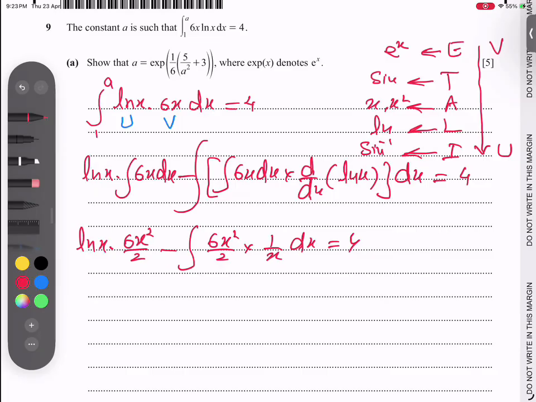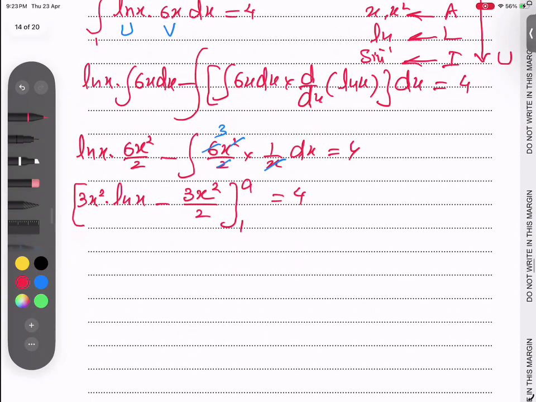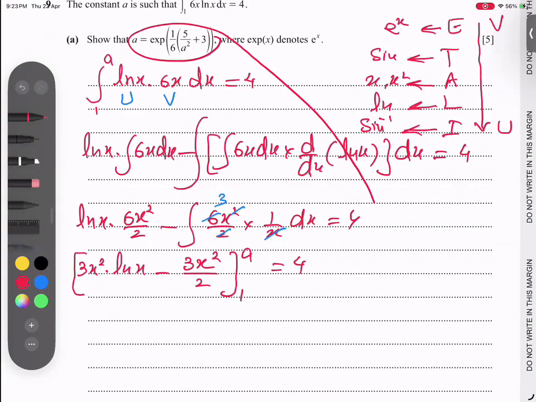So this I'm writing 3x to the power 2 times the logarithm of x. Here this cancellation, 3 and this cancel. So we got 3x, and if we integrate, 3x to the power 2 by 2. Let's check again. 3 is there, and x, so x squared by 2, correct. Okay, limits are 1 to a, equal to 4. So what is my job, my target? Is this my target to achieve? And when you start, the best way is to write this way, e to the power 1 by 6 in the bracket 5 by a square plus 3.